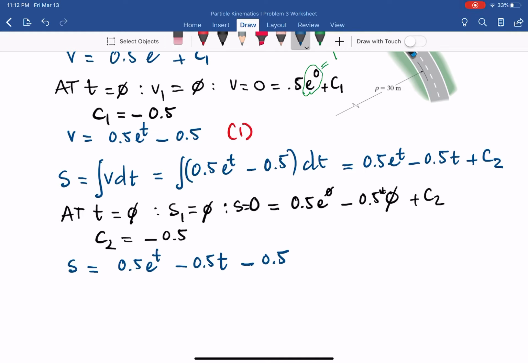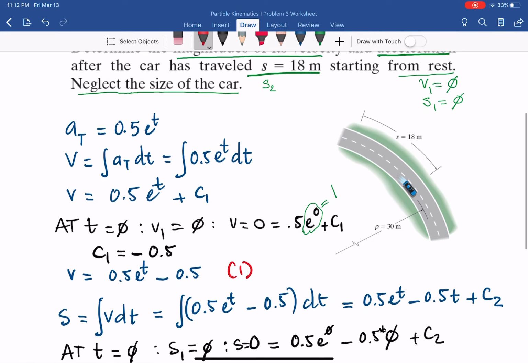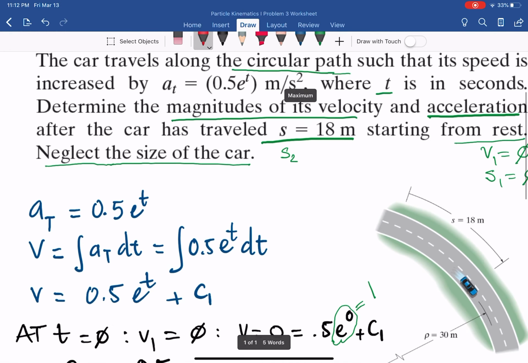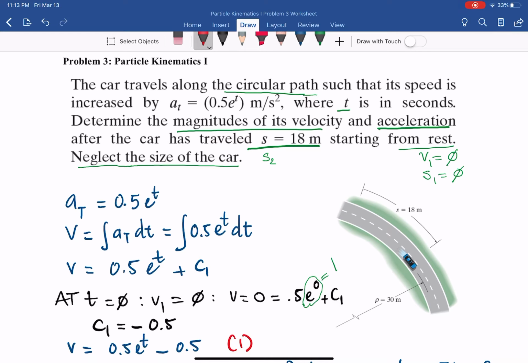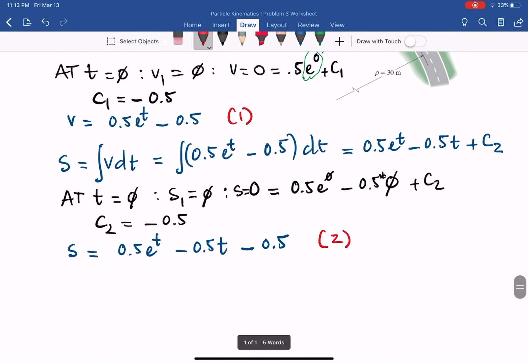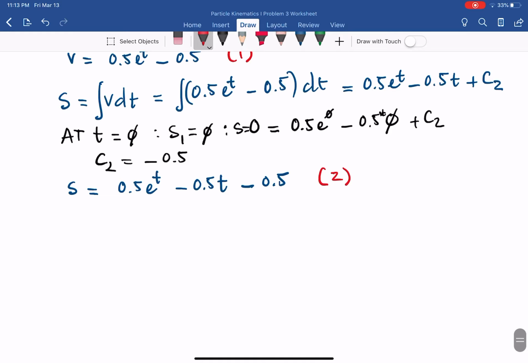So that's the equation in the relationship between the distance and the time, and we call that equation number 2. And let's get back to the problem. What is given here, they give us s equal to 18 meters. So you can see in this equation two unknowns, s and t. And now they give us s, so we can find out the time.